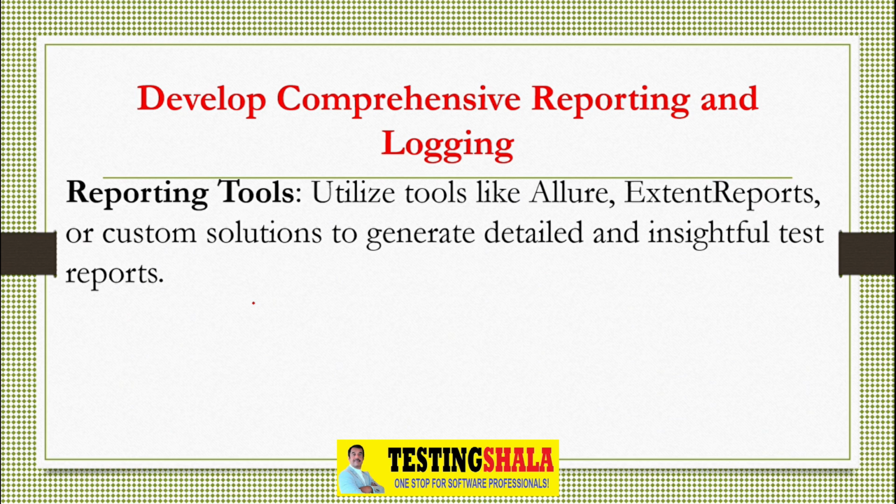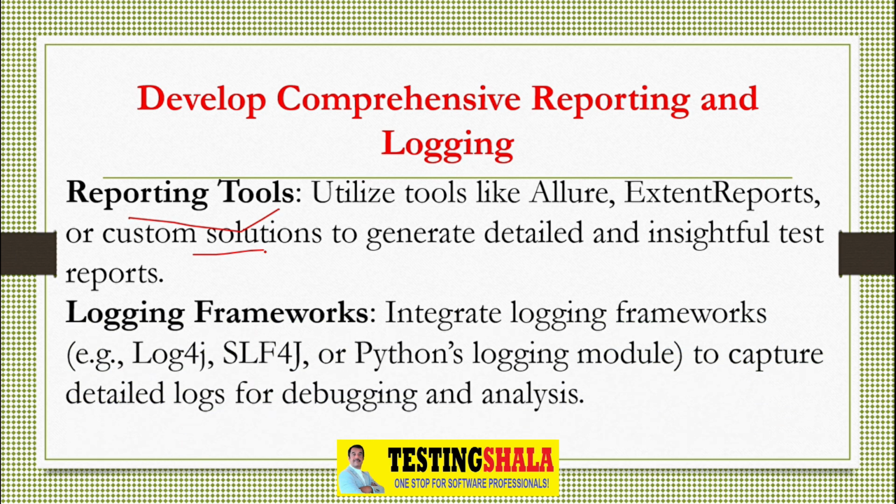Like we can use various reporting tools, such as Allure and Extent Reports. You can even go for a customized solution based on your project needs to generate detailed and insightful test reports. This is very crucial, because these reports will be circulating with the leadership team or stakeholders. They should get an overall feeling about how automation is really doing. And you should also integrate logging frameworks such as Log4j and Python logging, so that we can capture information for debugging as well as for analysis purposes.